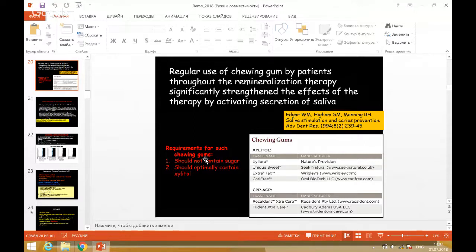Okay, so the maximum time of use of these gums would be, I recommended, 5-10 minutes. Okay. So I think she has her answer now.